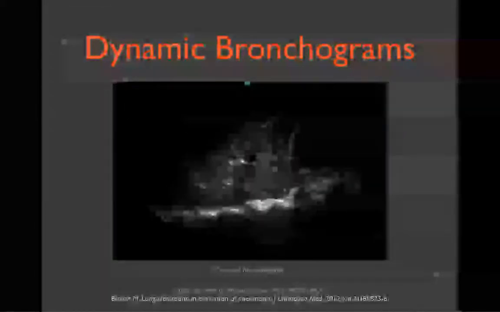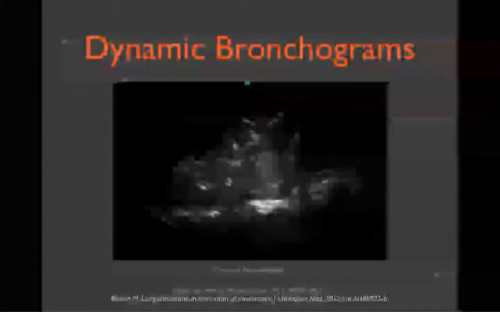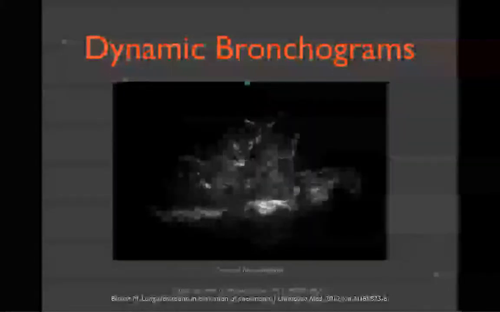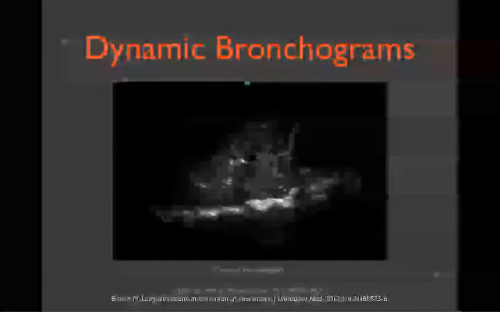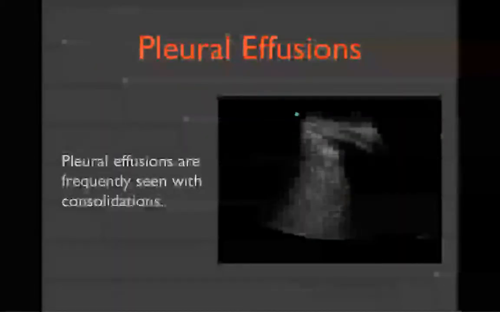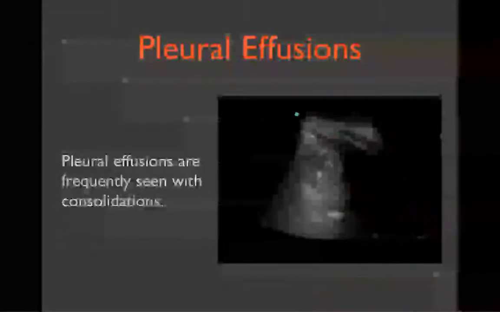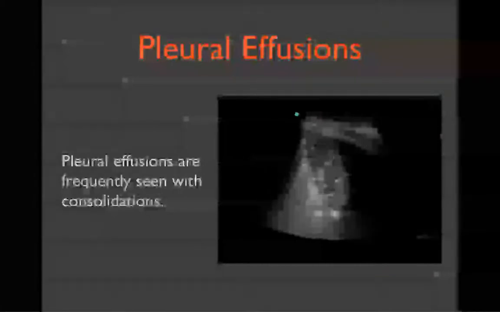These are dynamic bronchograms, which increases the specificity for an infectious process versus, say, atelectasis, the most common imitator of pneumonia. Pleural effusions are commonly seen with pneumonias and for many other reasons. Their presence broadens your differential diagnosis and raises the possibility that this consolidation is due to compressive atelectasis.